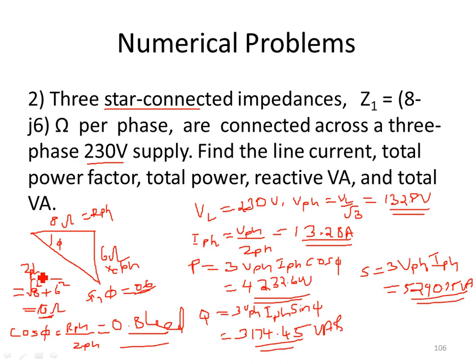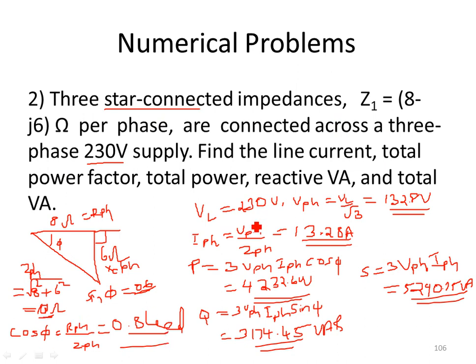Now first draw the impedance triangle. You have 8 ohm at 0 degree and X phase at minus 90 degree. Now find Z phase. Z phase is root of 8 square plus 6 square, that gives 10 ohm. First find power factor cos phi. Cos phi is R phase by Z phase, that is 8 by 10, that is 0.8. Since the impedance is in the form R minus jX, power factor is leading. So it is 0.8 lead.